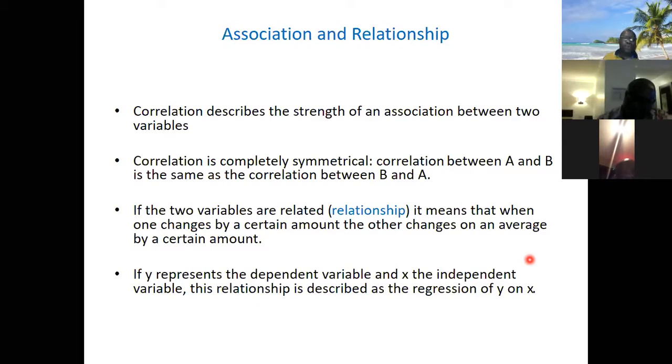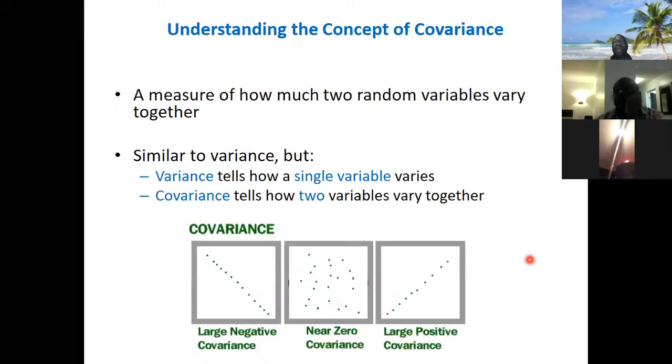So if the two variables are related, it means that when one changes by a certain amount, the other changes on average by a certain amount also. If Y represents the dependent variable and X the independent variable, the relationship is described as the regression of Y on X. We'll talk much about regression later.